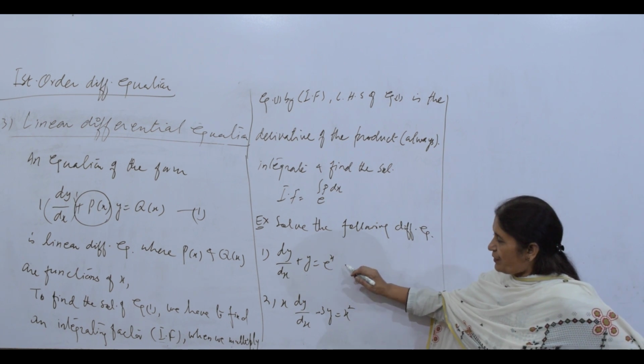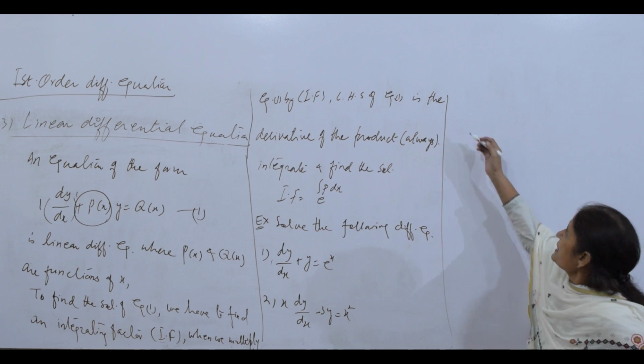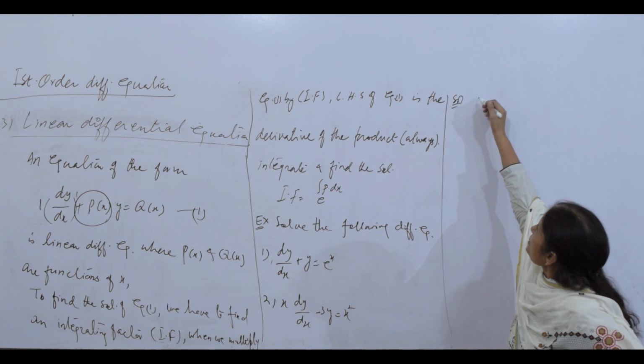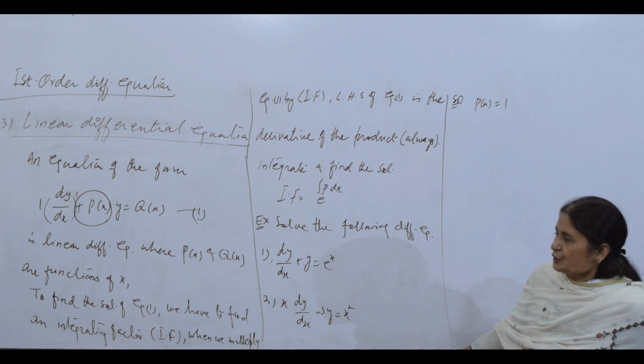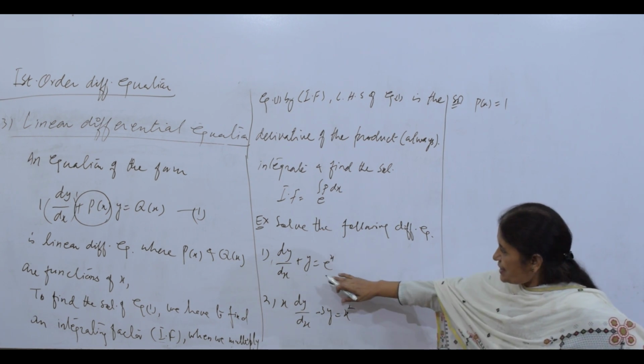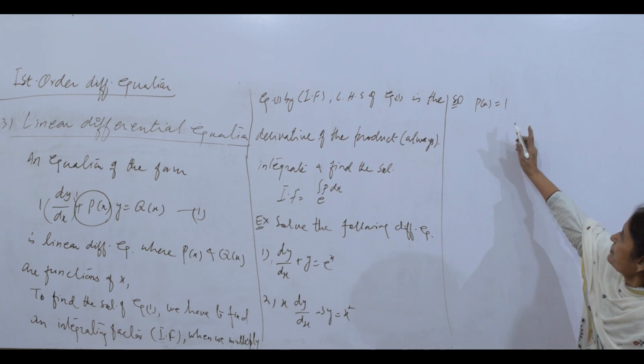Equation 1, question number 1. This is in standard form because the coefficient is 1. What is p of x? Solution: look, you have to match this equation with equation 1. And what is p of x? P of x is 1.